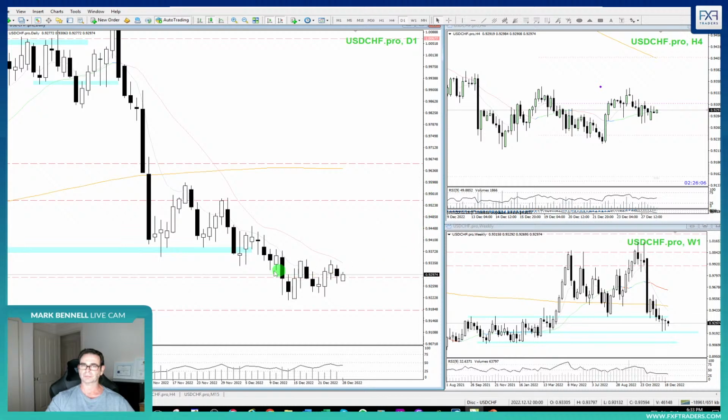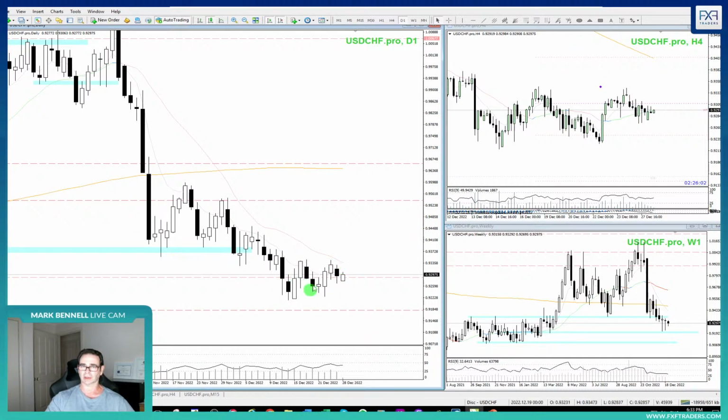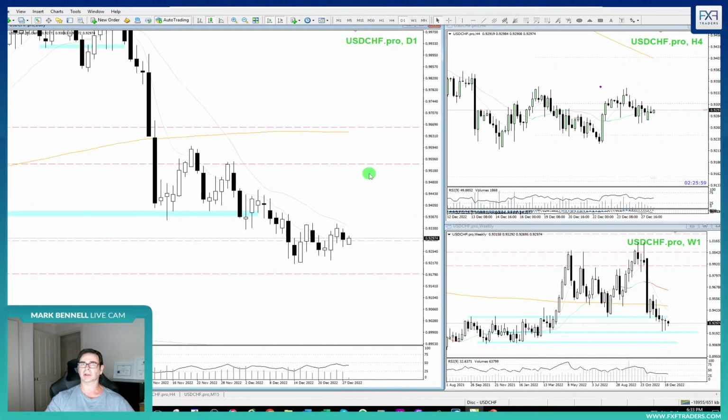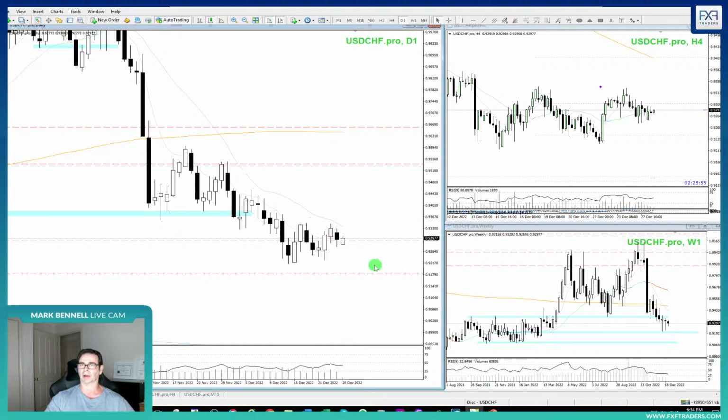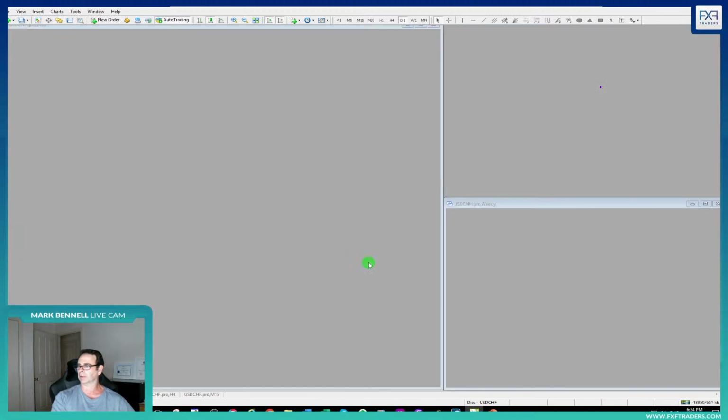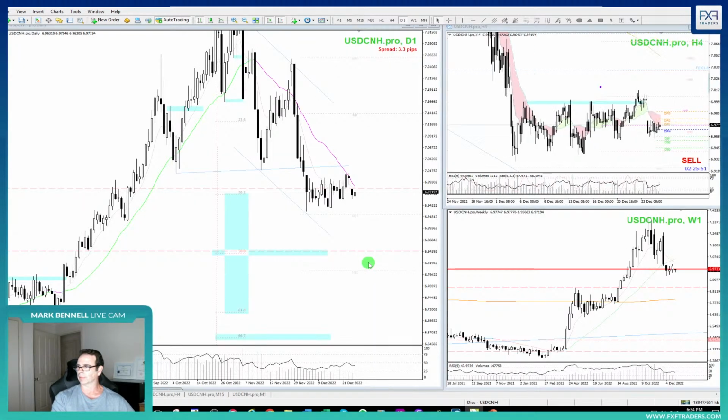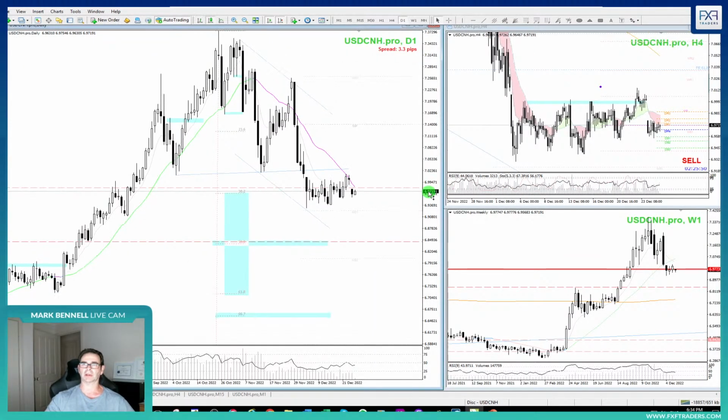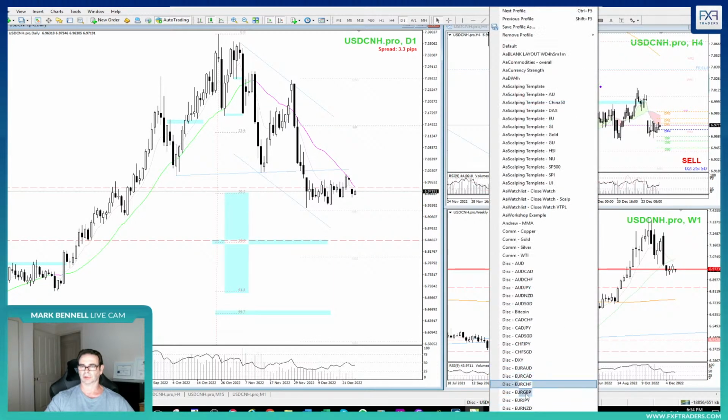Dollar Swiss looks like a little bit of a base through here, but then again, could be just an A, B, C. So be watching here or above the high. Dollar CAD multi. That was on dollar CAD, wasn't it?